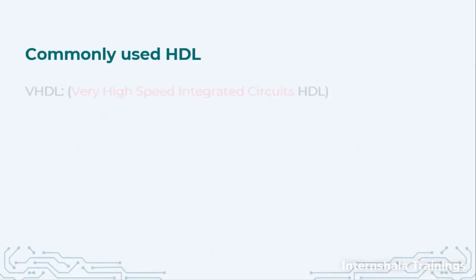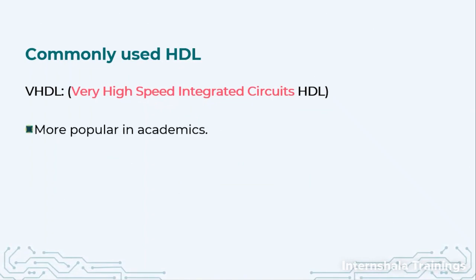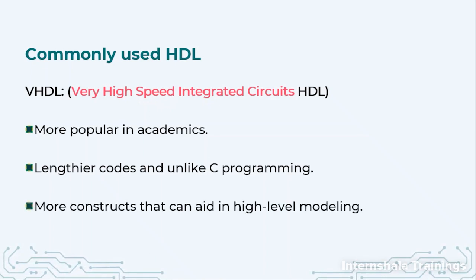Now let us talk about VHDL. VHDL stands for Very High Speed Integrated Circuit HDL. This is more popular in the academics. The codes are lengthier and they are completely different from the C programming. There are more programming constructs and it provides the facility for high level modeling as well. So both the languages have their own advantages and limitations. We are selecting Verilog keeping in mind that in future you have to go to the industry and you will be mostly working with Verilog.